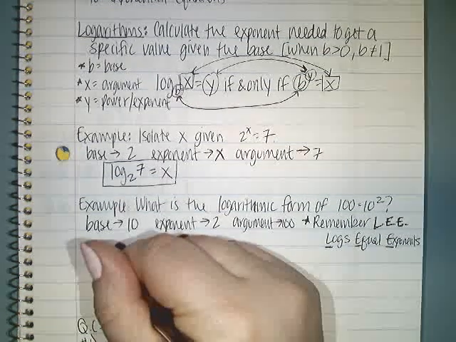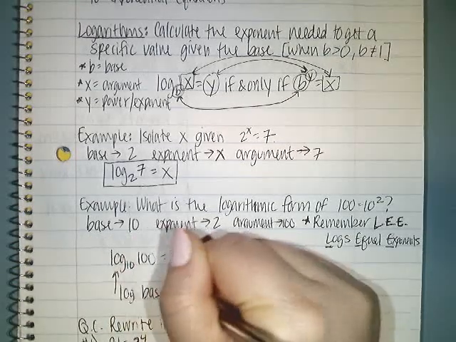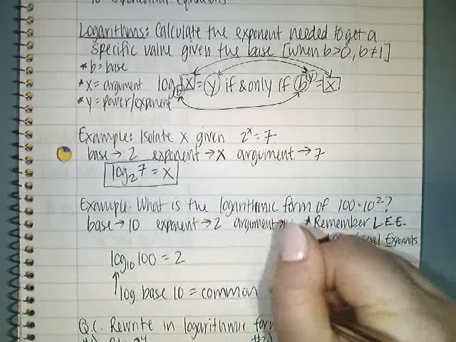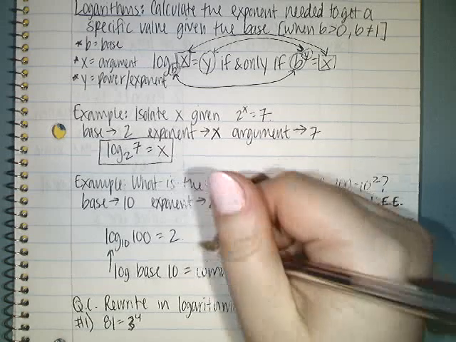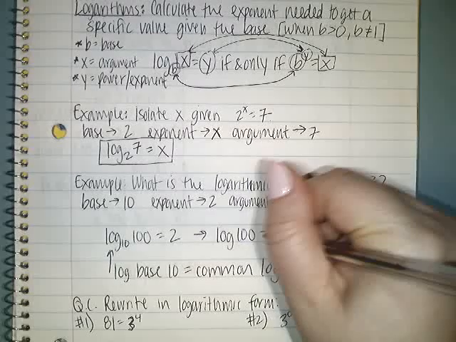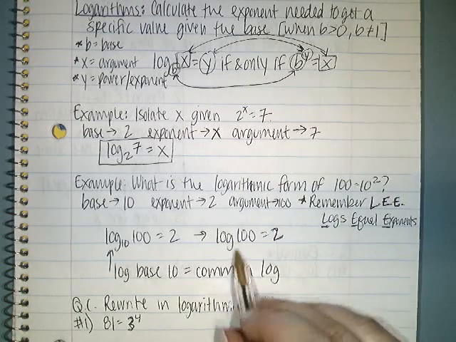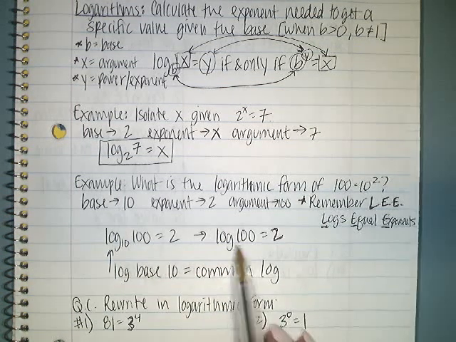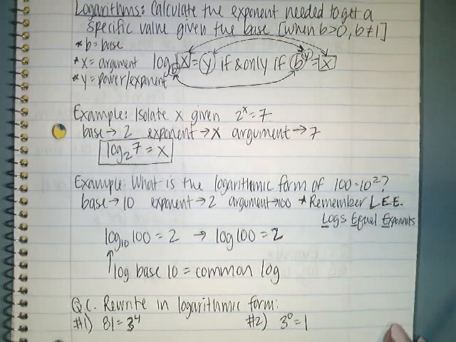One other thing is that log base 10 is called the common log. So you can write that without the 10 in the base, just log 100 equals 2. If there's no base written, it's assumed to be base 10. So in this situation, we didn't have to write this 10 here. You could just write log 100 equals 2 because the common log is base 10.